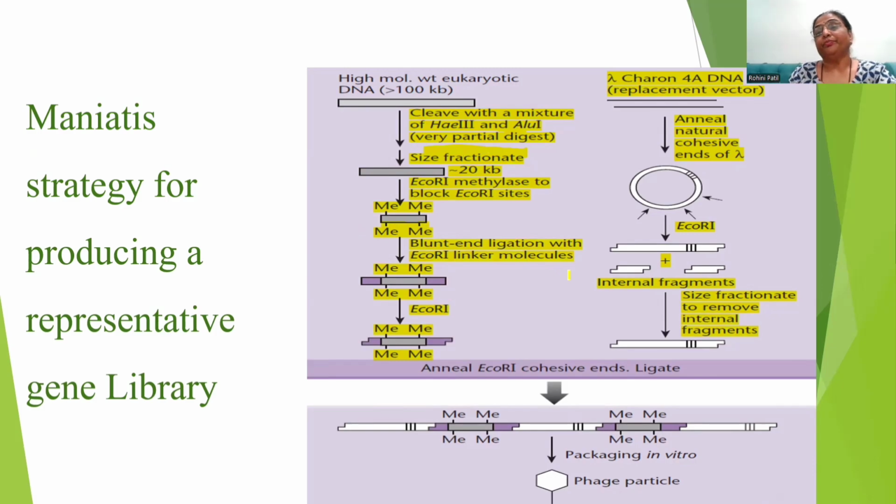Now here, what do you mean by the linker? A linker is a short sequence of DNA which consists of the restriction site. So here, when we are adding the EcoRI linker to the 20 kb fragment, actually we are ligating a restriction site to whom? To the 20 kb fragment. Now after that, there is a digestion with the EcoRI enzyme. So here, the cohesive ends generated by the EcoRI are now observed.